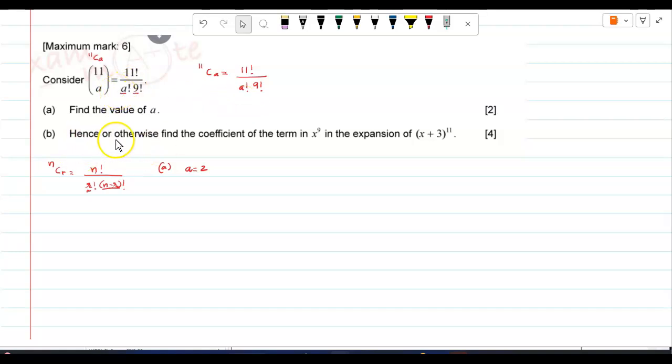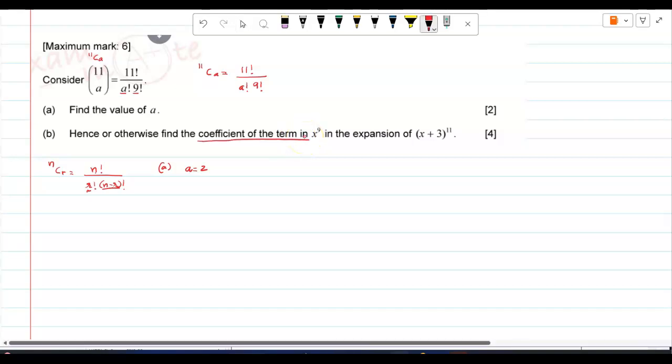Hence, otherwise find the coefficient of the term in x raised to 9. You want a term in x raised to 9. And of this. Now, if you expand this, how many terms would be there?